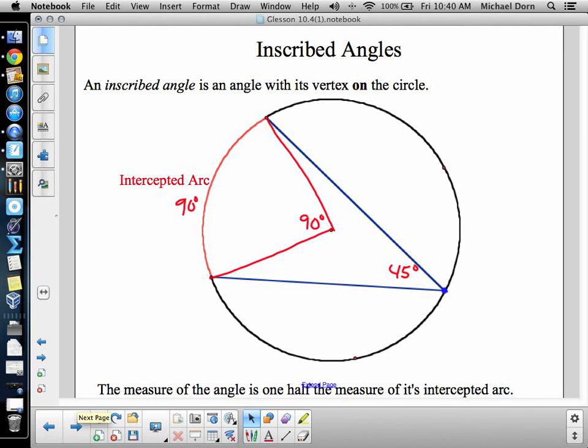All right? So what if I put the vertex? Now, this is interesting. What if I move my vertex to this angle, say, up here? But I still intercepted the same arc.